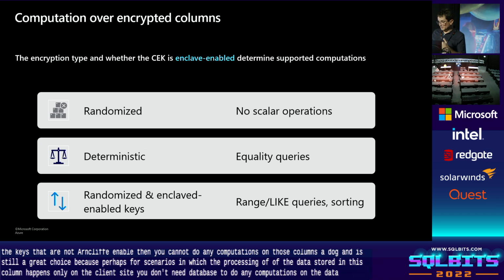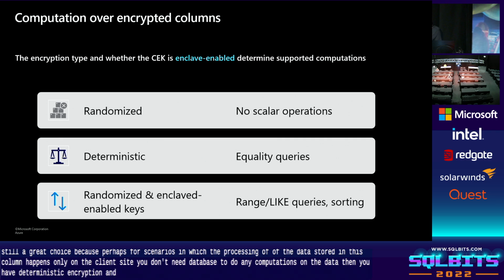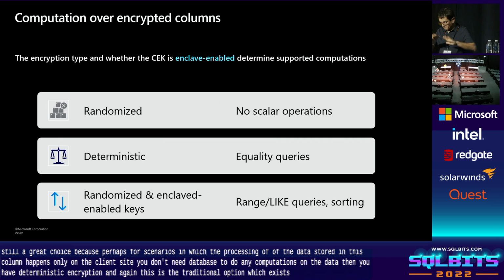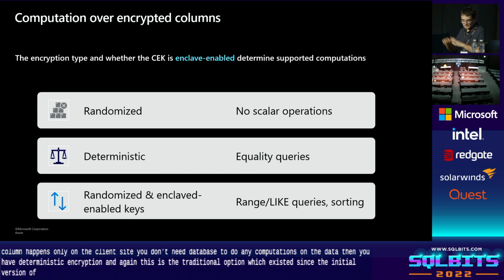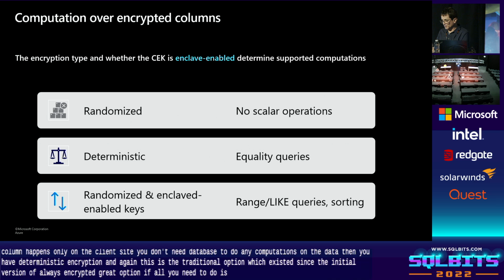Then you have deterministic encryption. And again, this is the traditional option which existed since the initial version of Always Encrypted. It's a great option if all you need to do is equality comparison and point lookup searches, equality joins, stuff like that, right?